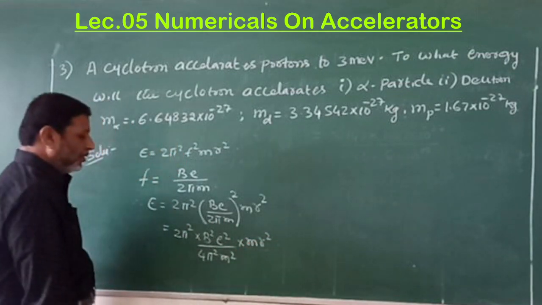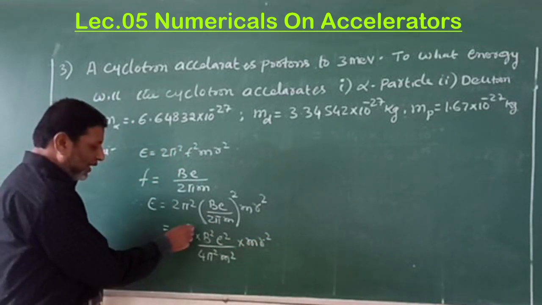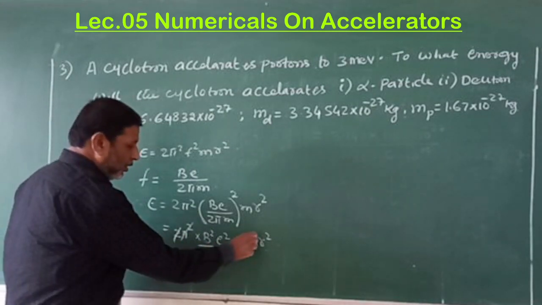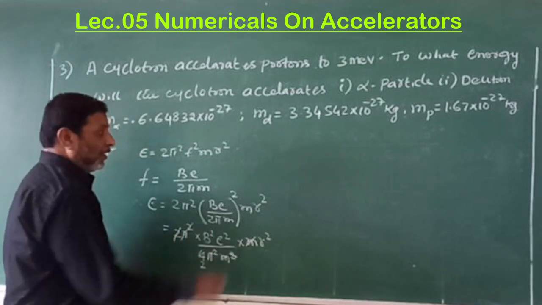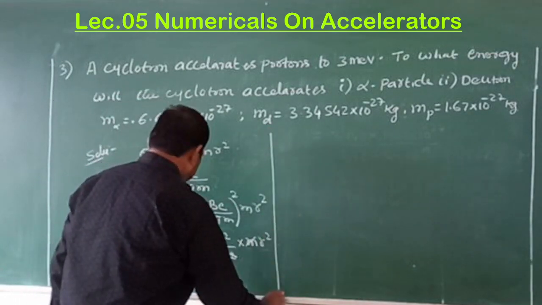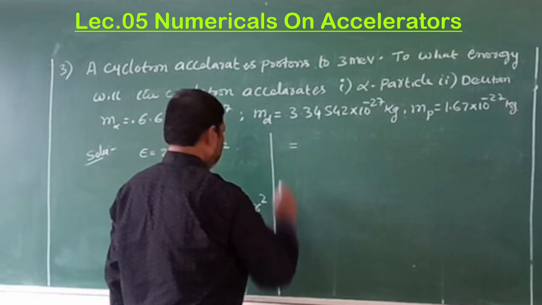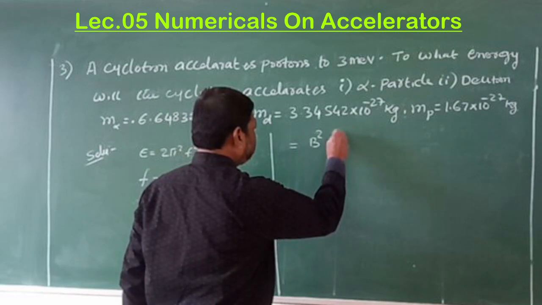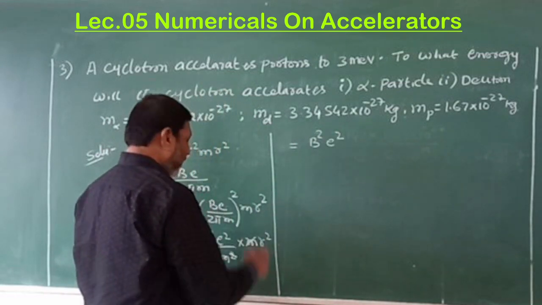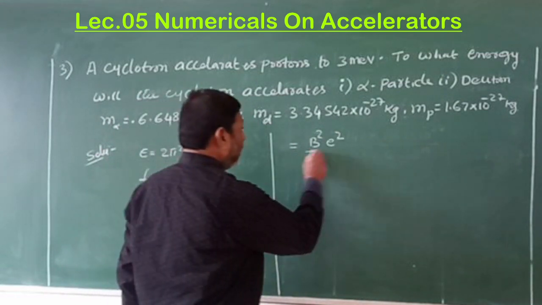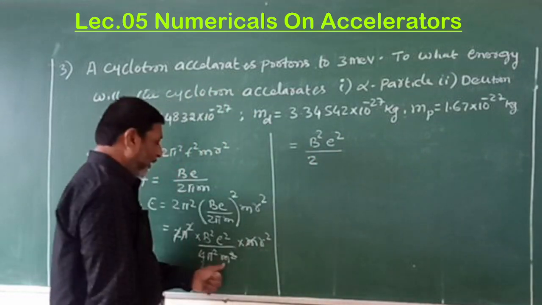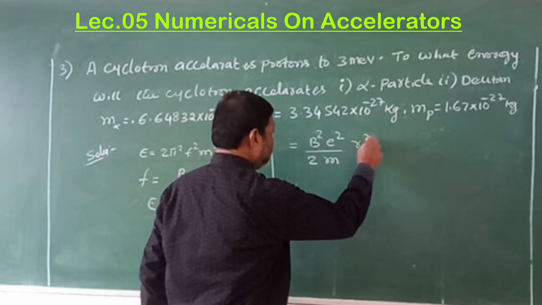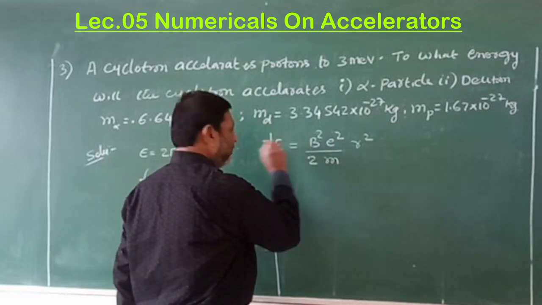Now some of the factors will get cancelled. Pi square cancels, leaving 2 in the denominator, and next one M will get cancelled. Now what is left here? This is equal to B square E square divided by 2, next one M, and R square. Then this is the energy, isn't it?